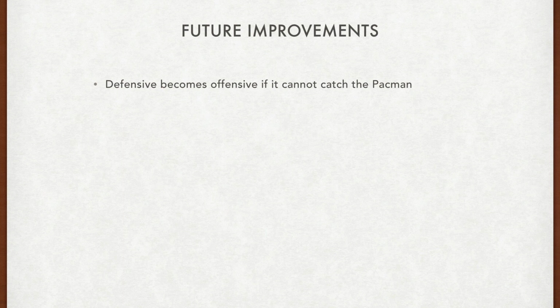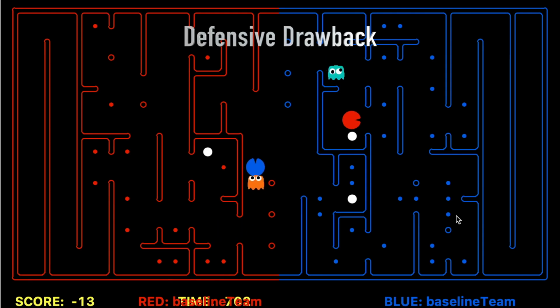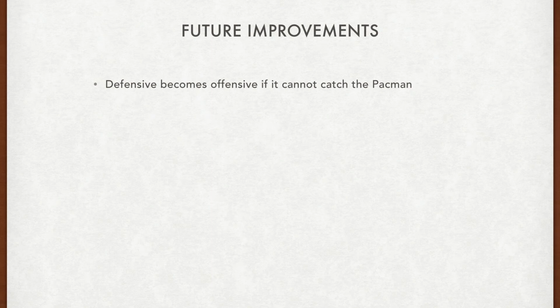Some future improvements: if we are one step or a few steps away from the opponent, we only have a small probability of catching it. As a result, a future improvement is to combine both the offensive and defensive agents when we are unable to catch the opponents. Thank you for listening.